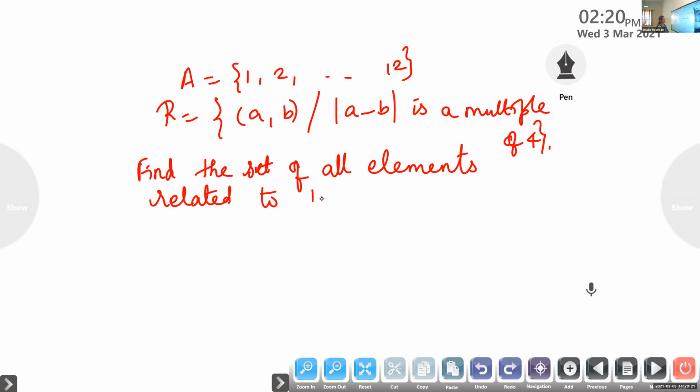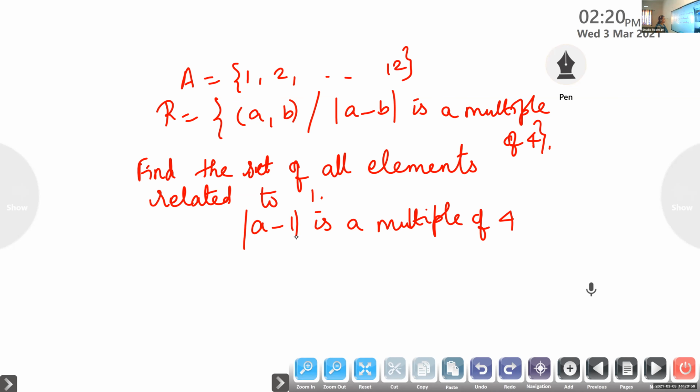A is related to B means A minus B is a multiple of 4. Now what do you have to find? We want to find the set of all elements related to 1. That means what we want? A minus 1 is a multiple of 4. All the elements related to 1 means modulus of A minus 1 is a multiple of 4, isn't it?